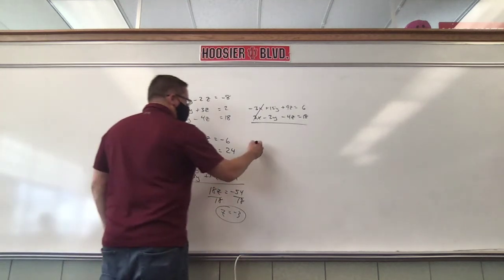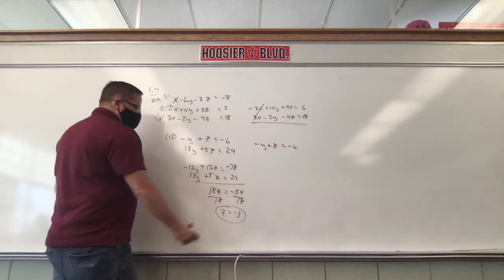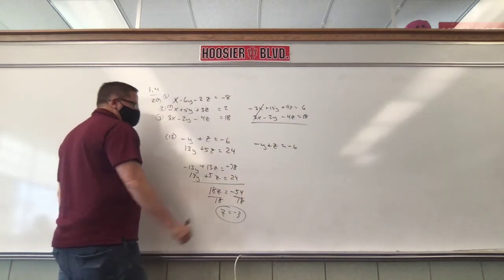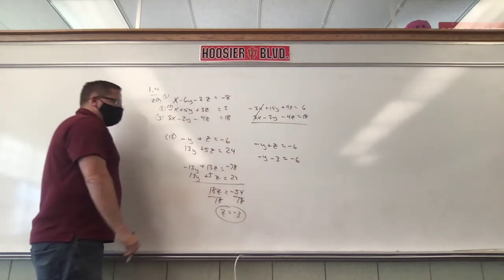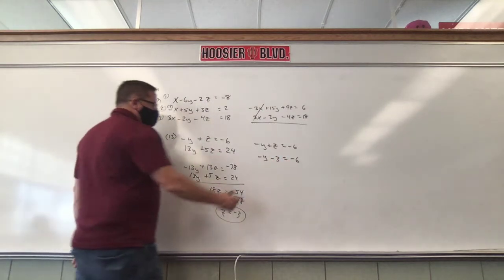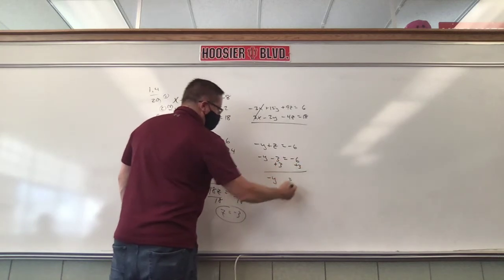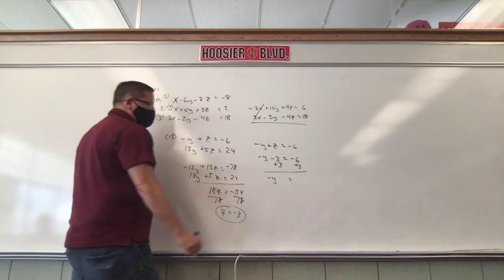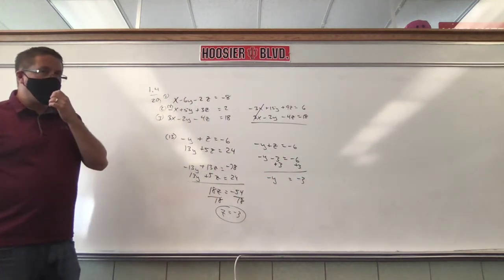Negative y plus z is negative 6. But now we know that z is negative 3. So negative y minus 3 is negative 6. We add 3 to each side. We have negative y equals negative 6 plus 3, which is negative 3. Now, I'm not interested in negative y. I want to know what positive y is.